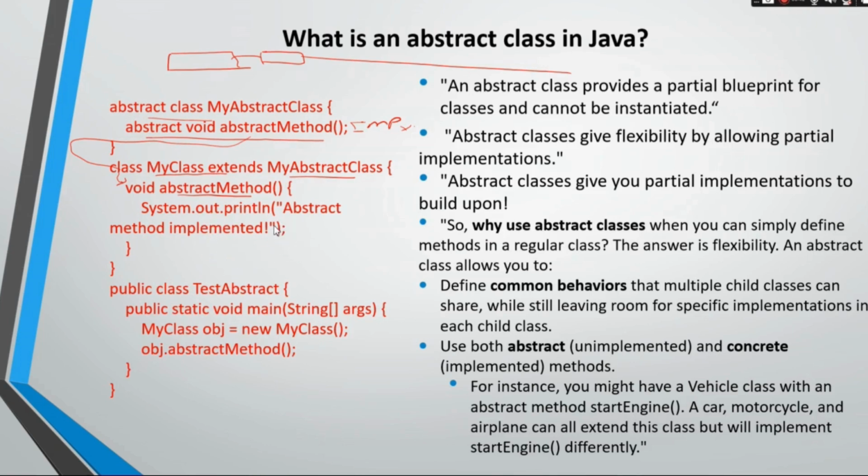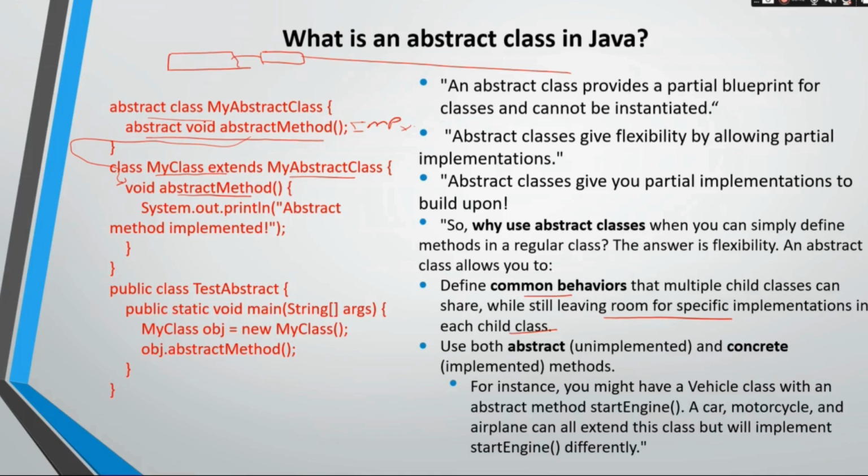Then you might be asking why we should use an abstract class if we can't create an object and instantiate it, when you can simply define methods in a regular class. The answer is flexibility. For example, you can define common behavior which can be shared by multiple child classes. Also, you can use both abstract, unimplemented methods and concrete, implemented methods as well.